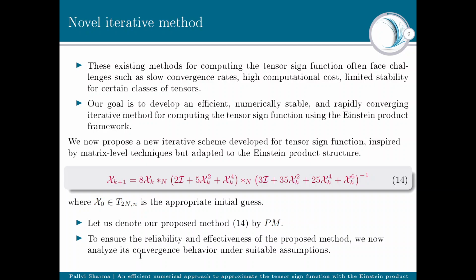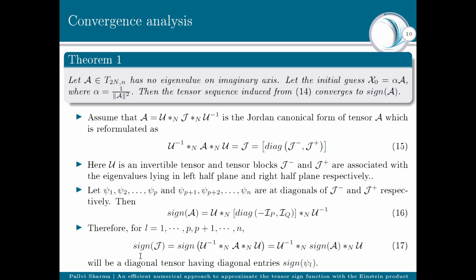Now, to ensure the reliability and effectiveness of the proposed method, we analyze its convergence behavior under some suitable assumptions. For this purpose, we have provided theorem number 1, where we have considered a tensor A of order 2n having no eigenvalue on the imaginary axis, and we consider the initial guess as alpha times A, where alpha is defined as 1 by the norm of A squared. Here the norm of A is the Frobenius norm which we defined earlier. Then the tensor sequence generated from our proposed iterative method 14 converges to sign of A.